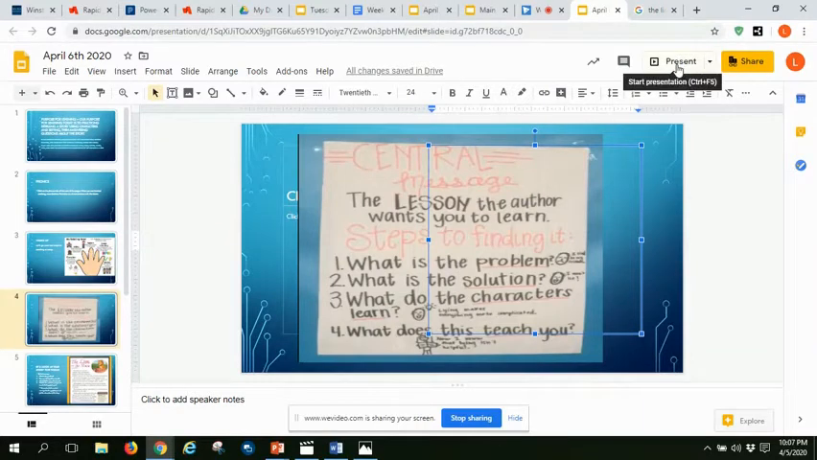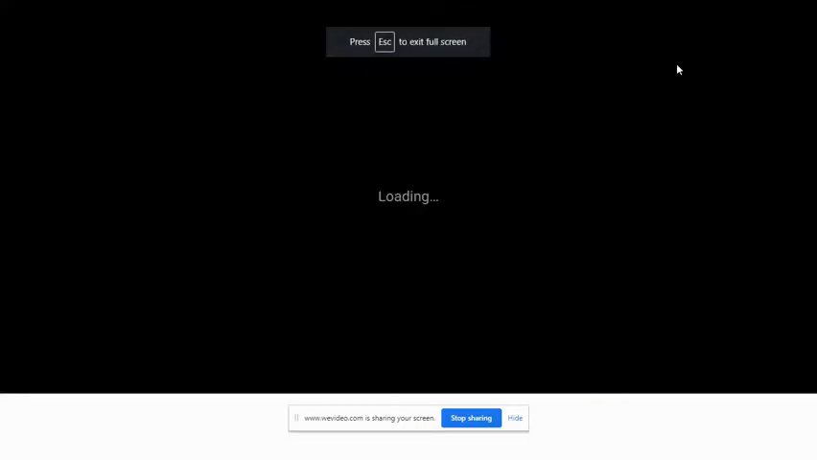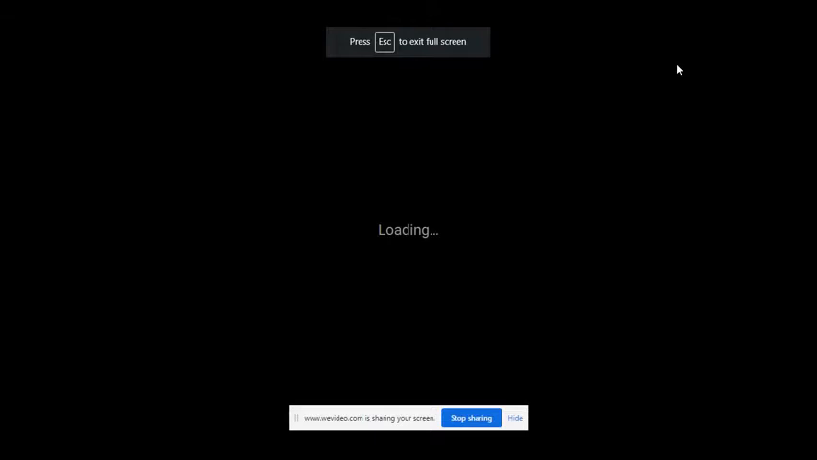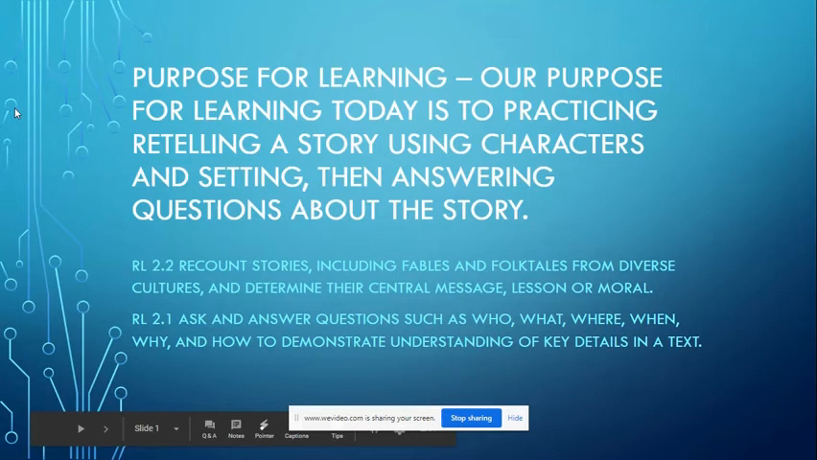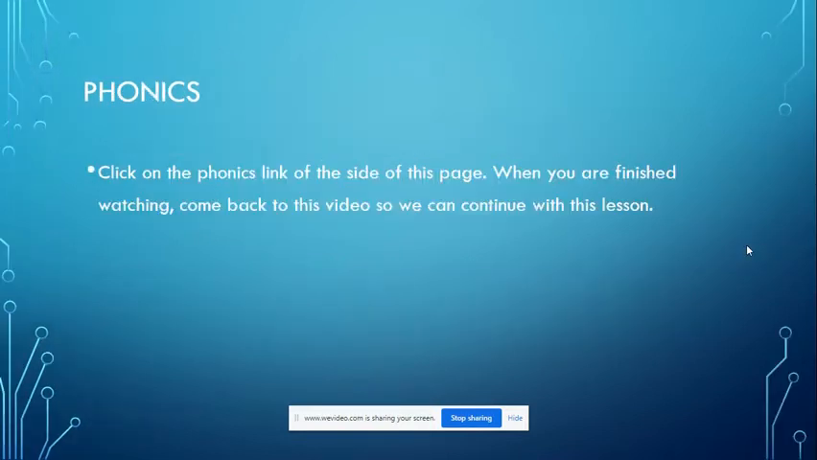Hi, boys and girls. Today we are going to learn about central message and go over how to find the central message in a text. So our purpose for reading today is the same standard as last week. It is still recounting stories from fables, but this week we are going to focus more on the central message or moral of the story.